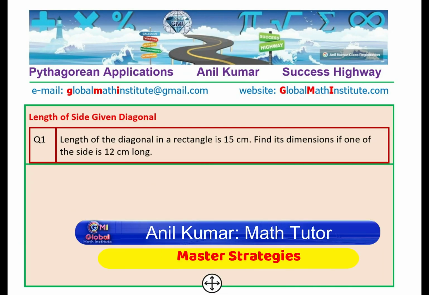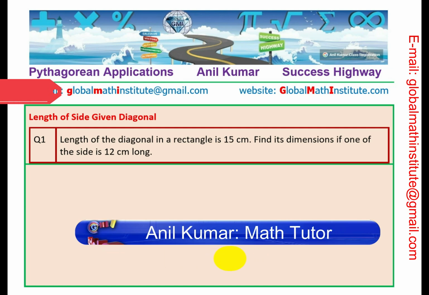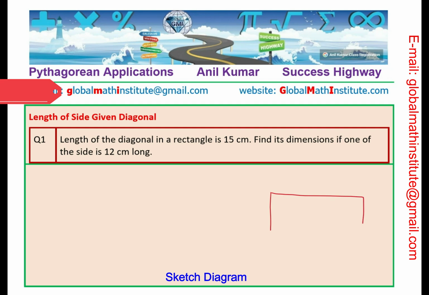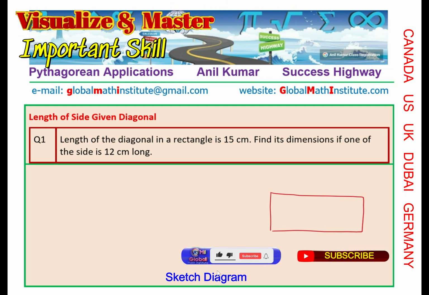The very first problem here is: the length of a diagonal in a rectangle is 15 centimeters. Find its dimensions if one of the sides is 12 centimeters long. So first step, sketch the diagram, right? So let me just sketch a rectangle.